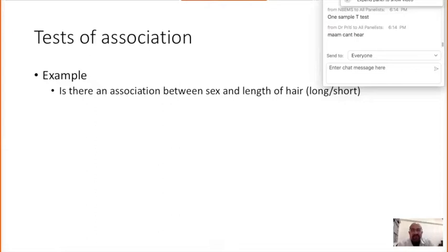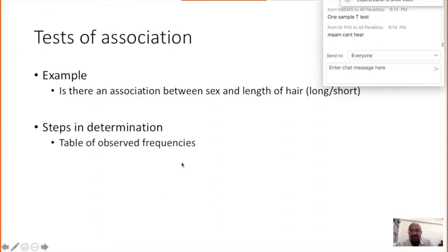Let's say we are trying to figure out if there is an association between the sex of the individual and the length of the hair, which we have classified as long and short. So if that was our question, then which test of association would we be using? Before I tell you the test, let's see what are the steps in determining this. I just want you to get an intuitive idea of what's happening. I will not teach you the statistics or the formulae for doing it, but only the steps.